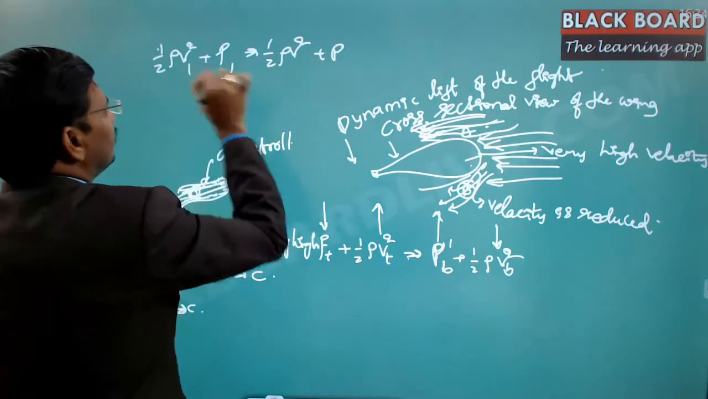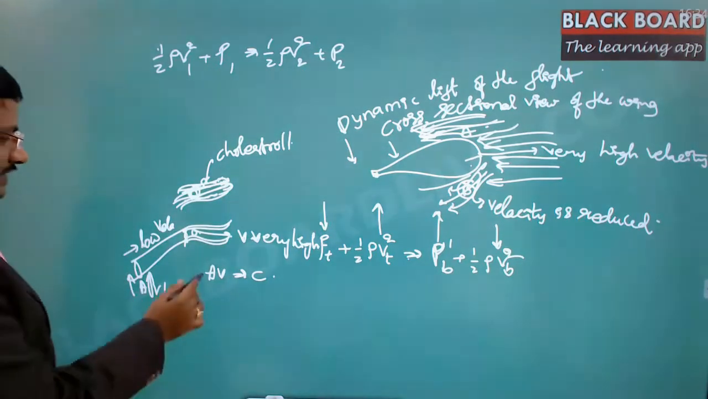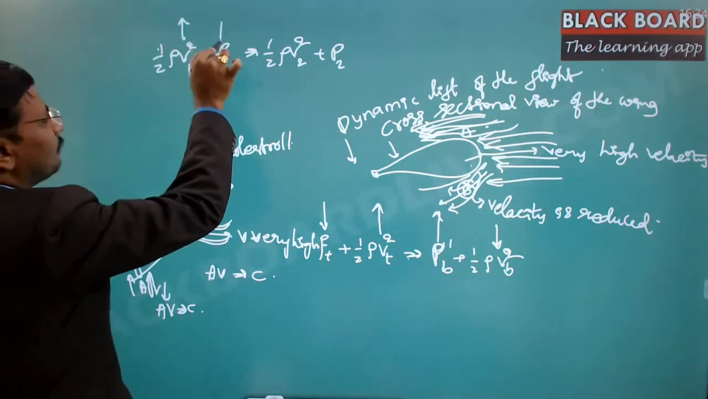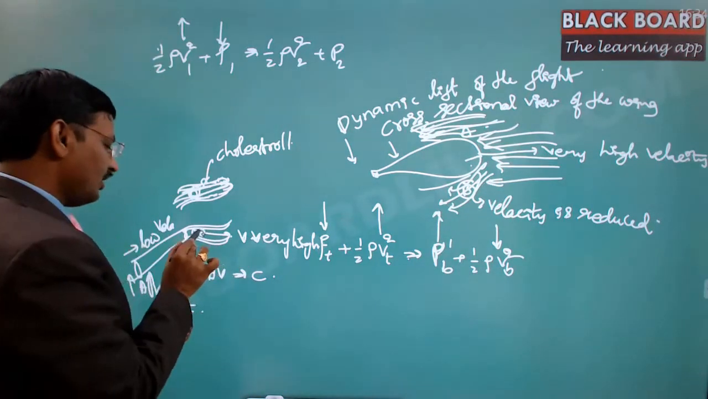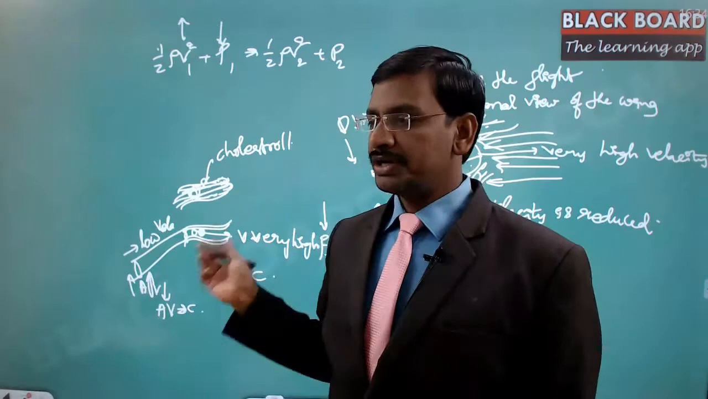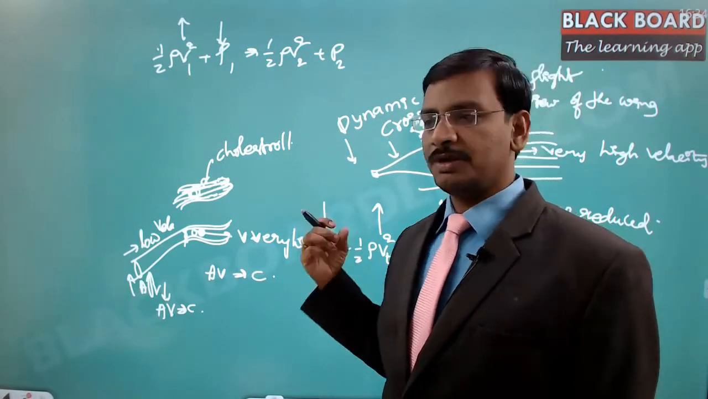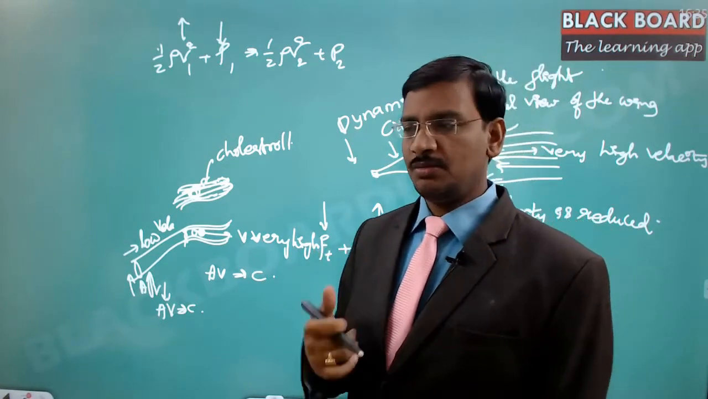So if it is P1, then this is going to be P2, V2. Now, if the velocity is increased, obviously, if the velocity is more, the pressure is getting reduced. So at this particular point, if you notice, the pressure is getting reduced. If the pressure gets reduced, then what happens? Automatically, there is an atmospheric pressure that is acting on our body. So there is a continuous atmospheric pressure on our body.